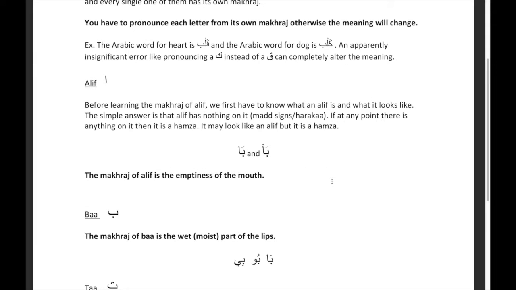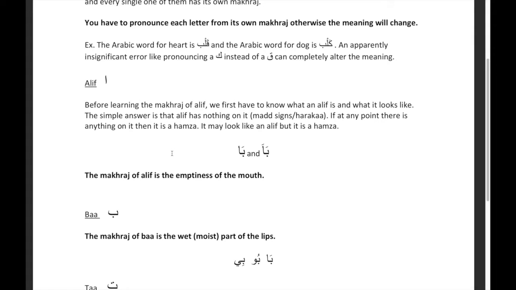Okay, the first letter is Alif. So first we have to understand what Alif is. Alif essentially, if you see it in the examples given here, will never have anything on it. For example, a haraka, so fatha, dhamma, kasra, or any mud signs, it will have nothing on it. And if it does have something on it, then it's actually a hamza, which has a completely different makhraj, which we will come across later.